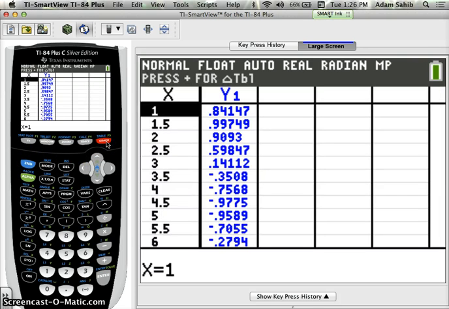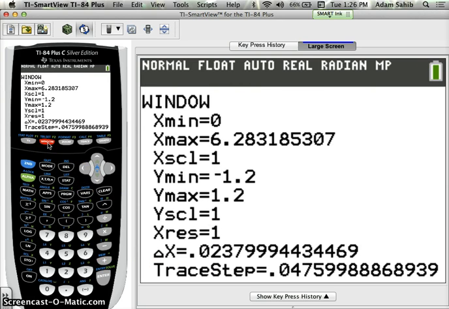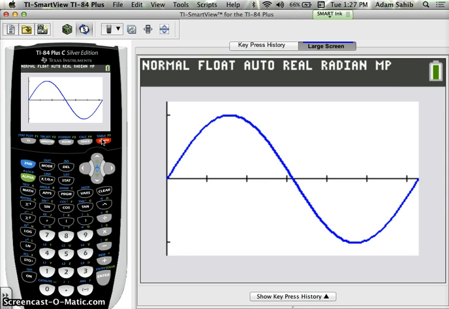Okay, so we can change it. I forget. Press plus for delta table plus. So in here it is 0.5. In the window, let me just think about this. I'm actually not 100% sure what this is. I think this is showing you how many points, like it's showing you a point every 0.02, but I'm not sure. I don't think it will matter. I think it needs to be small, but I'm not 100% sure. Anyways, let's look at this.